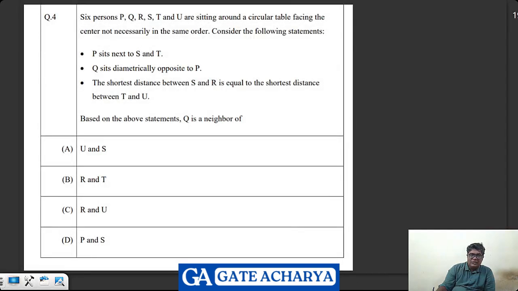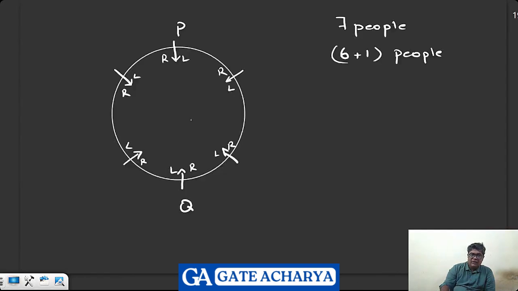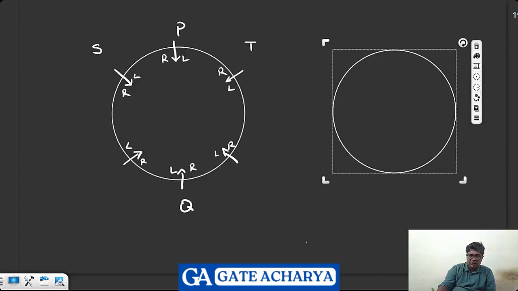Okay, next. One more thing is mentioned. P sits next to S and T. So now S and T, how can I arrange? This is one way. This is S, T. There's one more arrangement available. Let me draw that also.